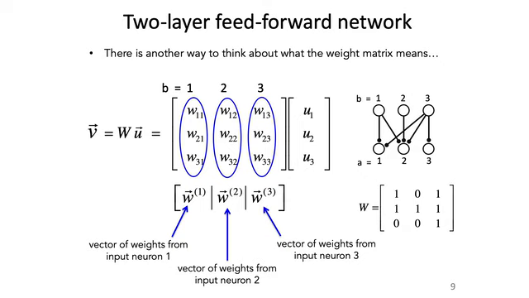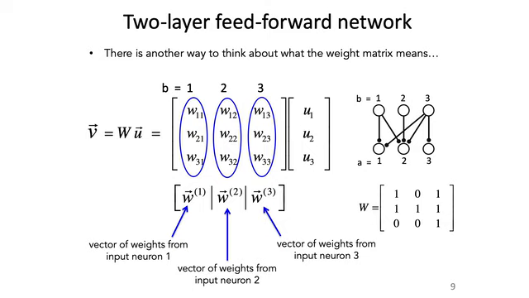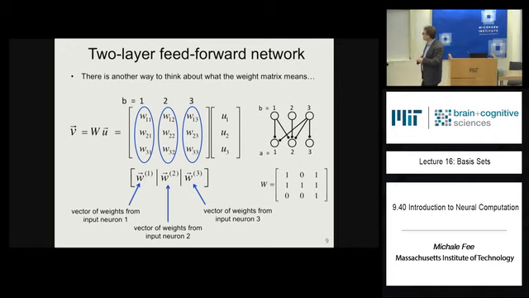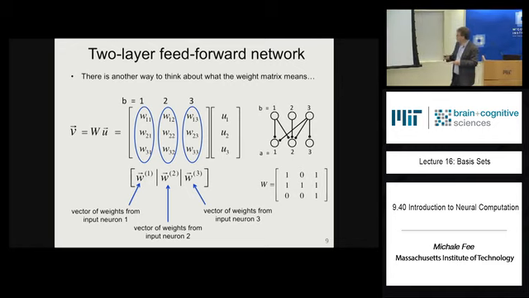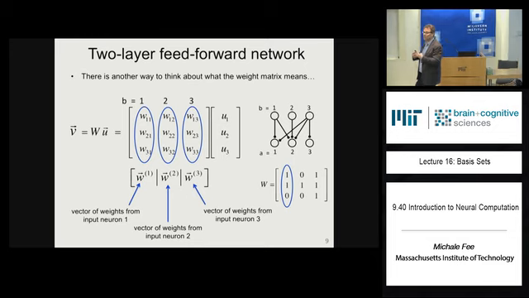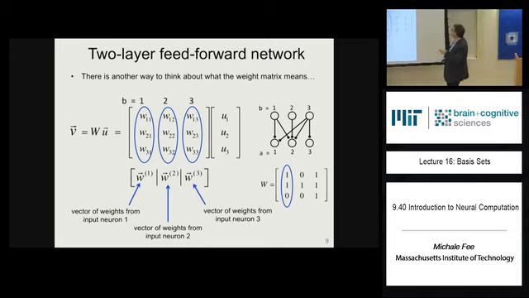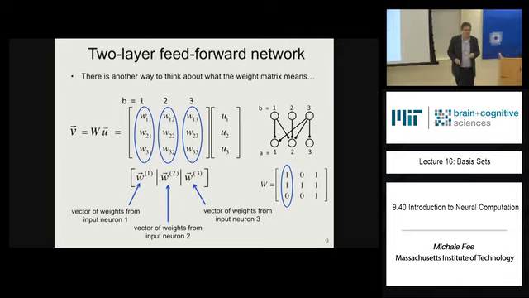And you can see that this first input neuron connects to output neuron 1, so there's a 1 there. The first input neuron connects to output neuron 2, so there's a 1 there. The first input neuron does not connect to output neuron 3, so there's a 0 there, okay? All right. So the columns of the weight matrix represent the pattern of projections from one of the input neurons to all of the output neurons, okay?